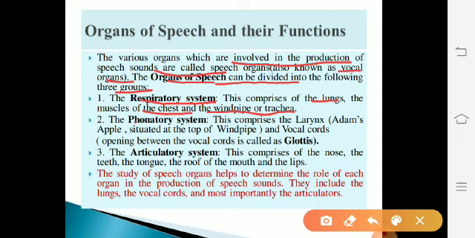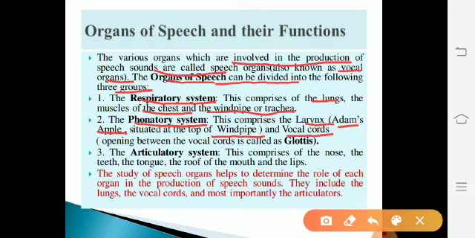Next is the phonatory system. This comprises the larynx, which is commonly known as Adam's apple, situated at the top of the windpipe. And the other important thing is the vocal cords.